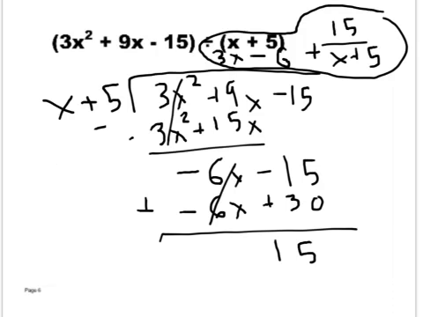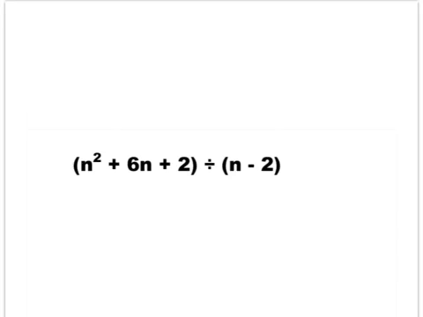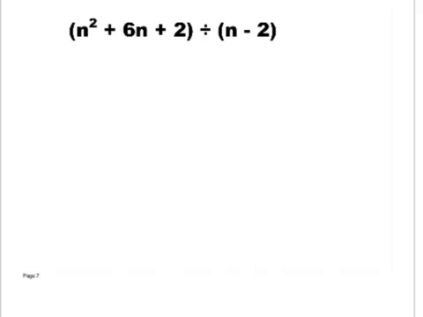Why did you circle 3x minus 6? Because that's part of the answer: 3x minus 6 plus 15 over x plus 5. The 15 over x plus 5 is just a remainder. 3x minus 6 is how many times x plus 5 goes into 3x squared plus 9x minus 15. All right, let's do one more like this.